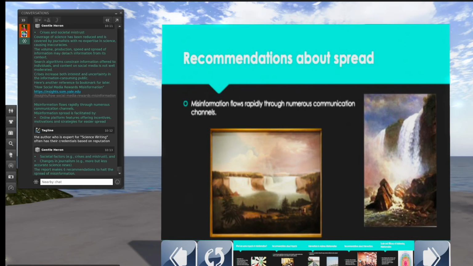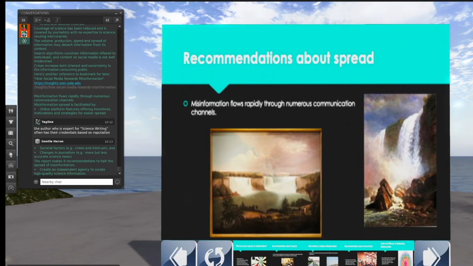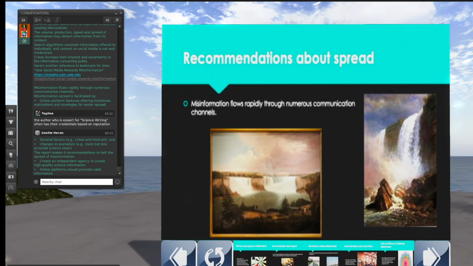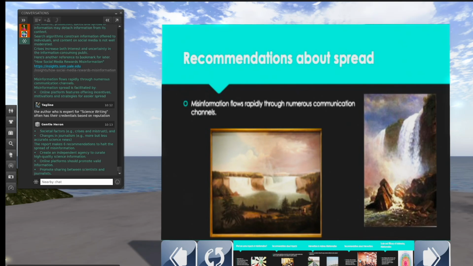The report makes 6 recommendations on how to halt the spread of misinformation. Create an independent agency to curate high-quality science information. You might think that would be peer-reviewed journals. I'm not sure that's true. Online platforms should promote valid information. I'm definitely sure that's not true.